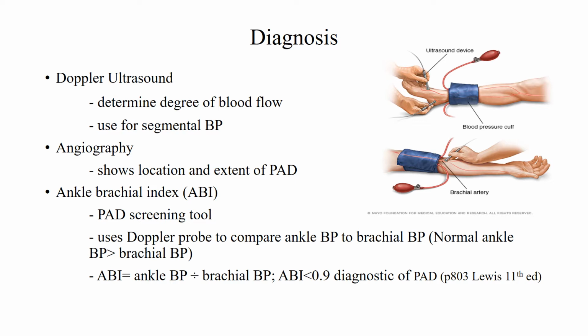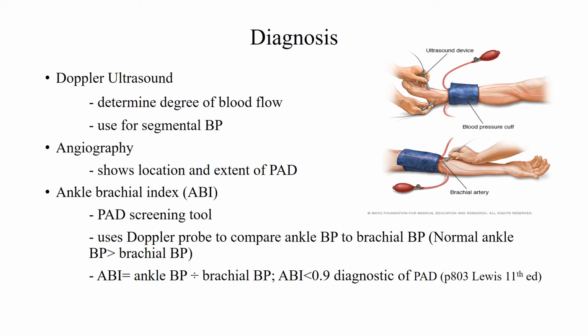Another diagnostic method is an angiography. For an angiography, it uses a dye or a contrast material which is injected into the blood vessels. And what they will do is that once they have injected that contrast material, the patient will undergo an imaging study such as an X-ray or a magnetic resonance angiography to view how the blood flows through the arteries in the body, and they will see where the blockage is located. The angiography shows the location and the extent of the peripheral artery disease.